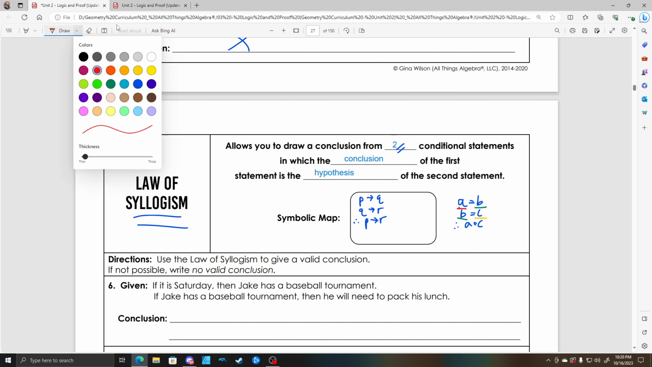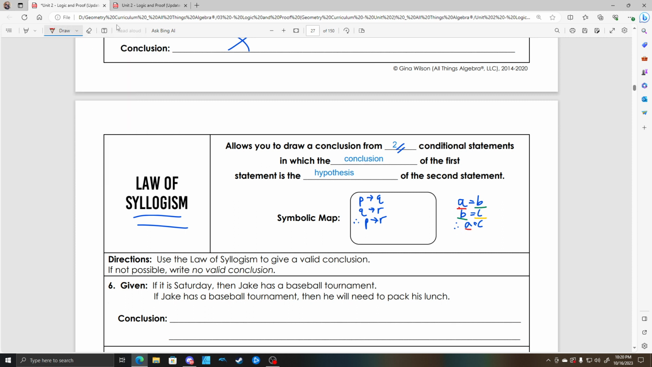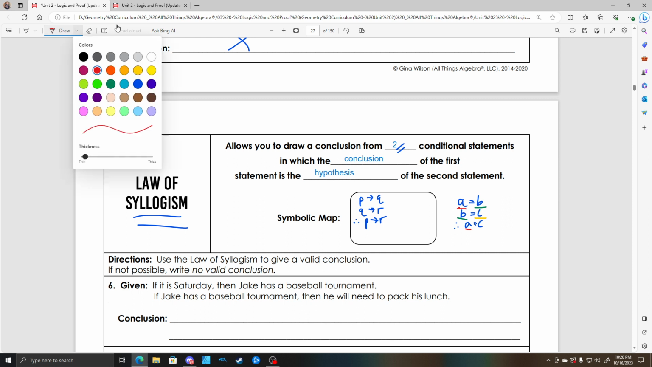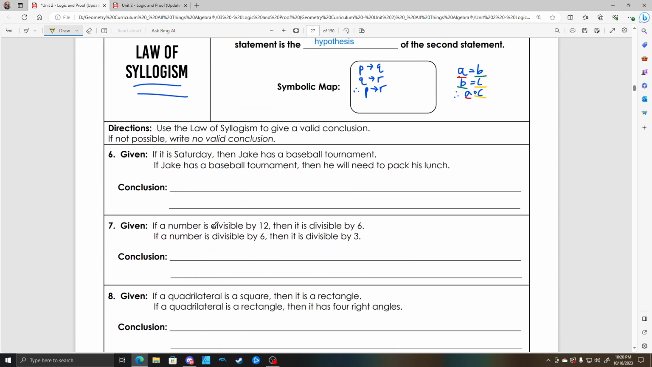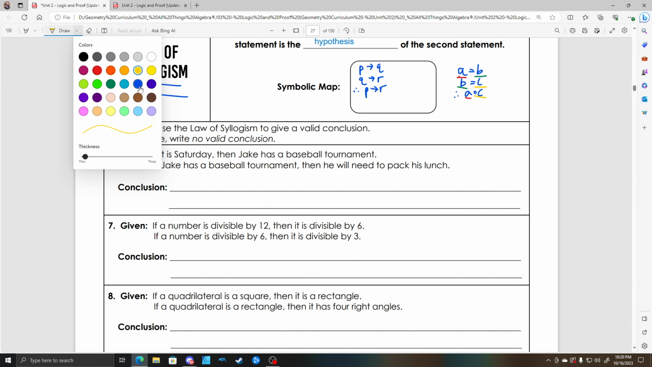So then your last part would just be the red connected to the yellow. If you want to think about it in terms of colors, this may help you out. So let's just do an example. The directions state, use the law of syllogism to give a valid conclusion. If not possible, write no valid conclusion. All right, so let's give it a shot.